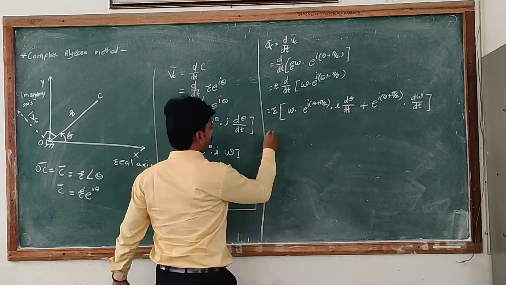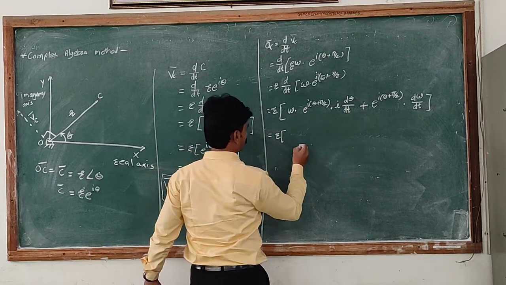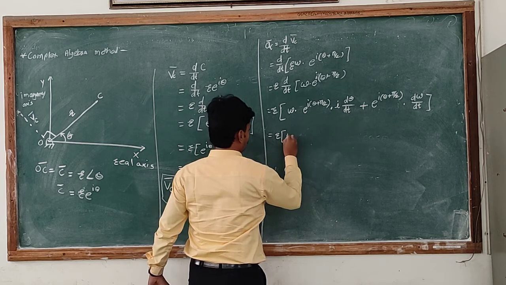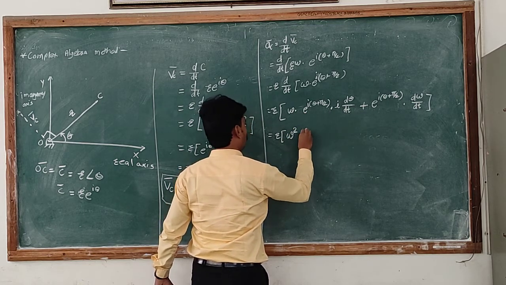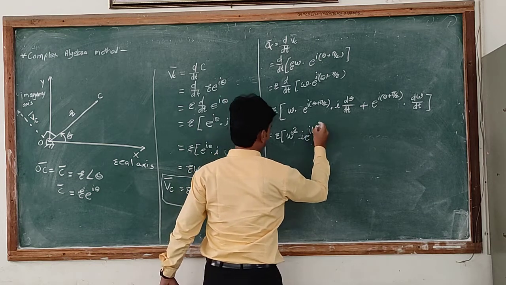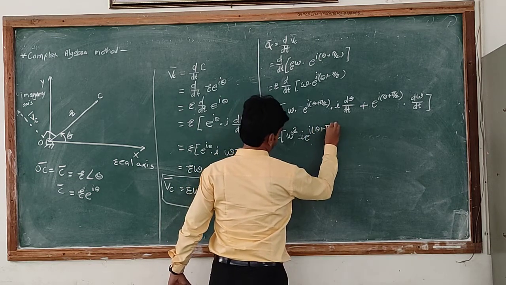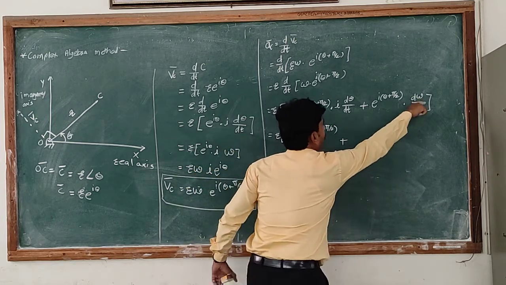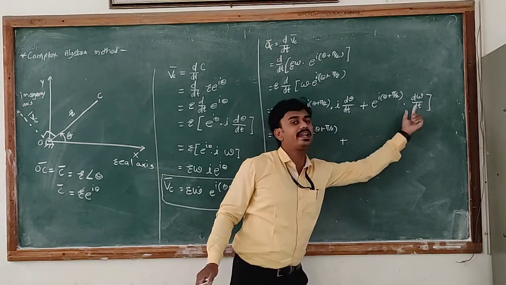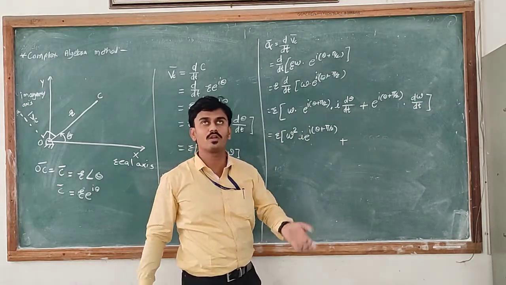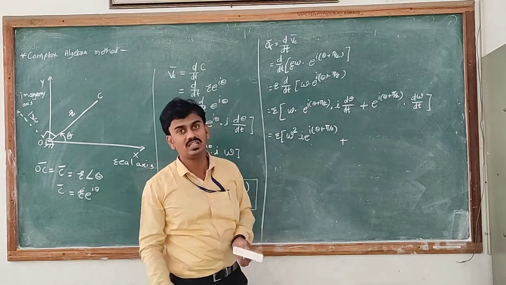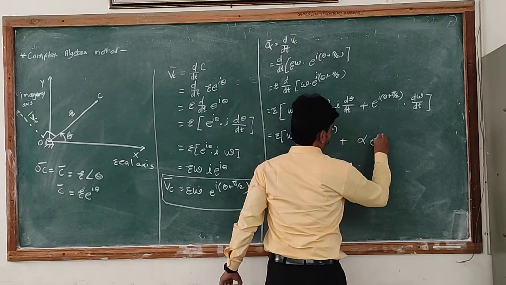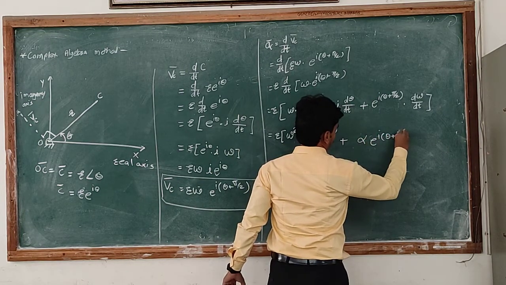d omega by dt. So it is equal to r into d theta by dt, which is equal to omega. So this omega into omega is omega square into i into e raised to i theta plus pi by 2, plus this d omega by dt, which means the rate of change of angular velocity, is called angular acceleration, and angular acceleration is represented by alpha. So it is alpha into e raised to i into theta plus pi by 2.